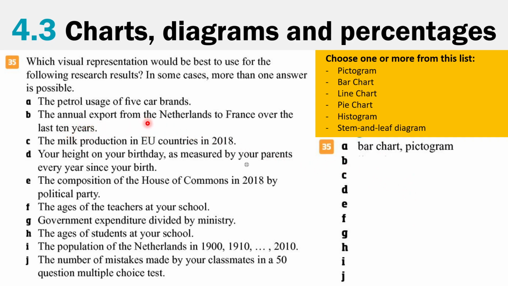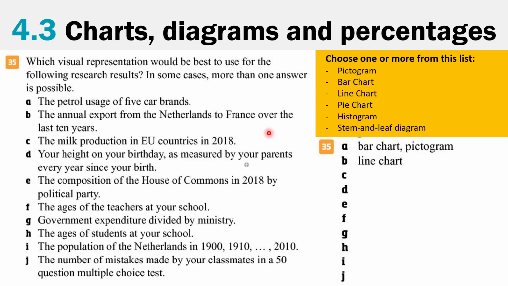B. The annual export from the Netherlands to France over the last 10 years. Every time I see something over time, over the last 10 years, I'm going to take a look at, well, I think I have to use a line chart here. Always the best chart to use. Yeah, always is a big word, 99% of the time.